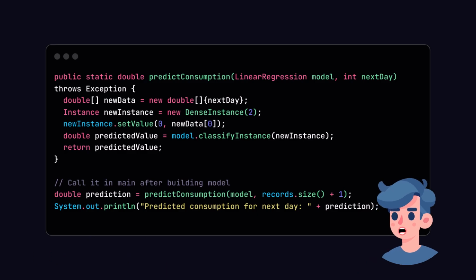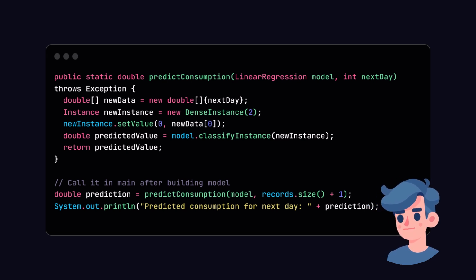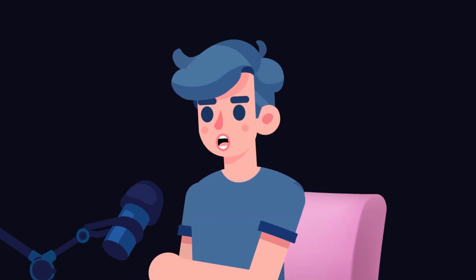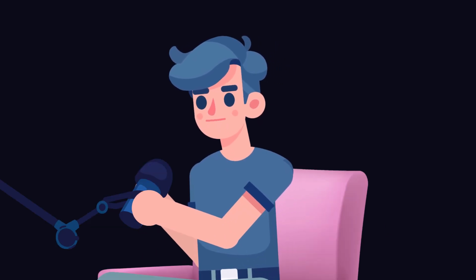To predict future consumption values, we need a function to create an instance from new input. Let's extend the main.java file to add this functionality. We will predict the consumption for the next day based on the last entry provided. As we run this code, it will output the predicted consumption value for the following day after training the model on the existing data. You can adjust your dataset to see different predictions based on new entries.